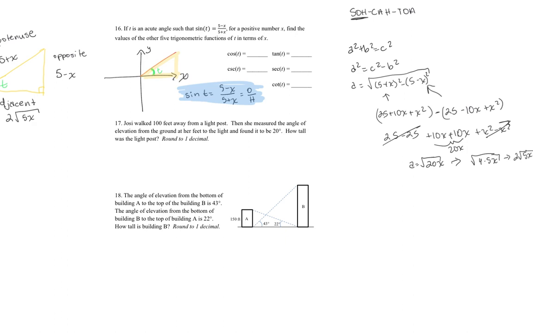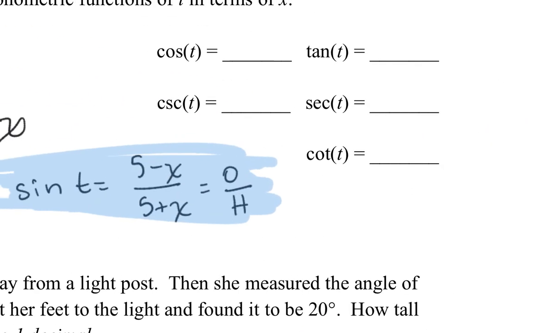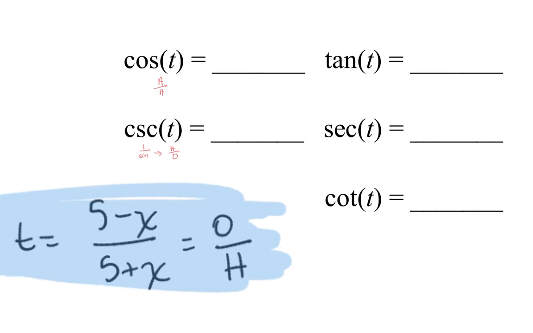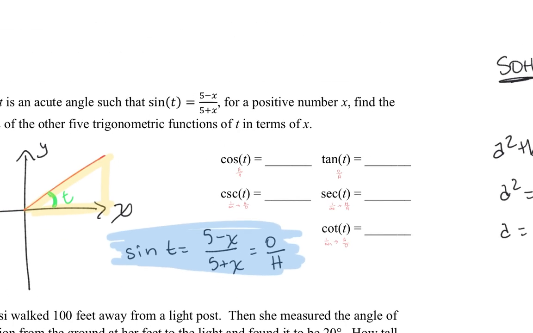and cotangent, right? So I'm going to zoom in, and I'm going to just make a little note of each of these. Cosine, if we remember, is adjacent over hypotenuse. Cosecant is the inverse of sine, or hypotenuse over opposite. Tangent is opposite over adjacent. Secant is the inverse of cosine, so 1 over cosine, or hypotenuse over adjacent. And cotangent is the inverse of tangent, so that would be adjacent over opposite.